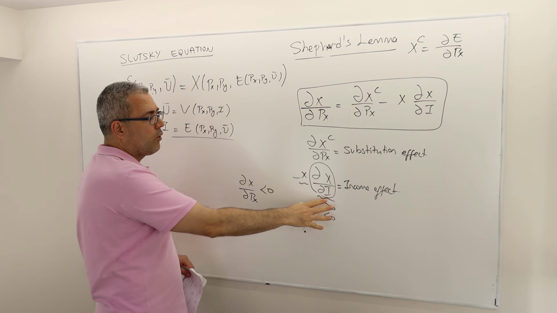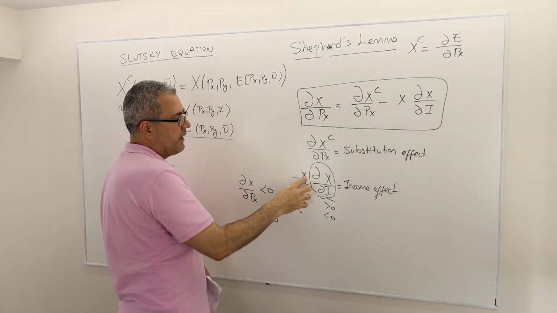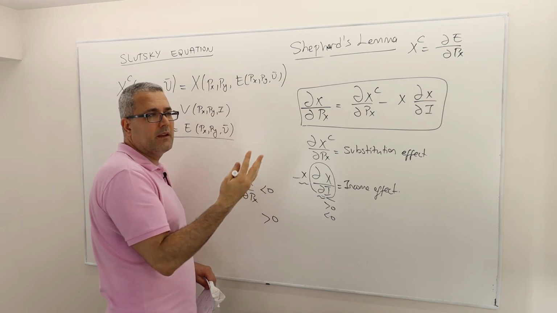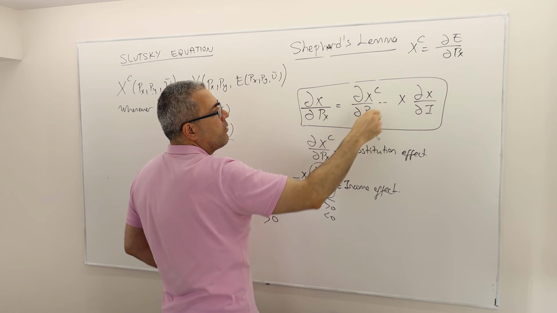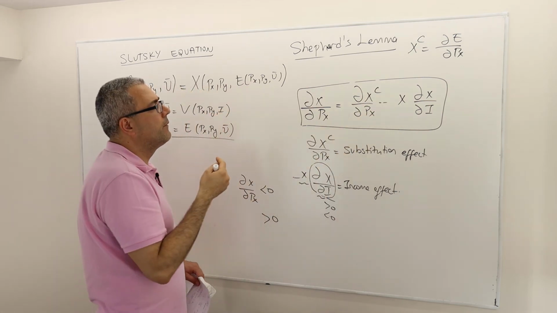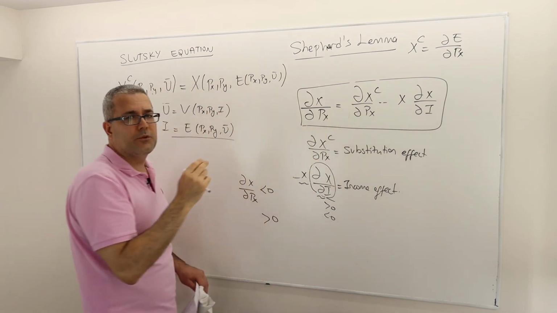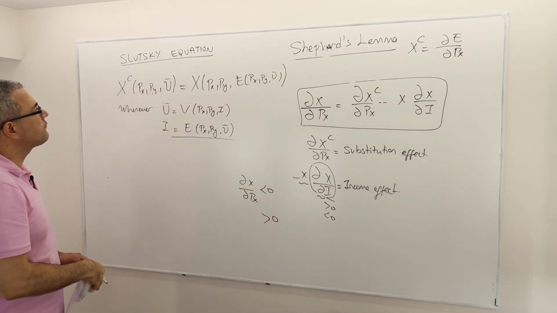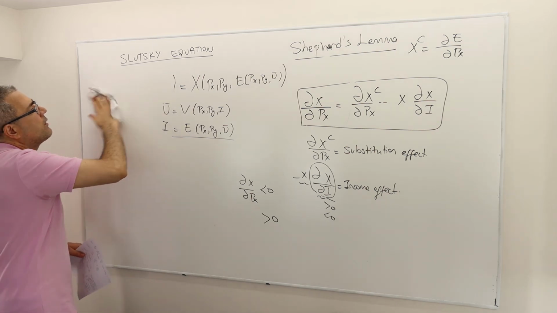Otherwise, if the good is a normal good, that term is going to be positive. So x is always positive, right? It's a demand. You can't demand something negative. So this term is negative. Well, this term is always negative, okay? Therefore, this term is going to be negative for sure. All right? Okay.